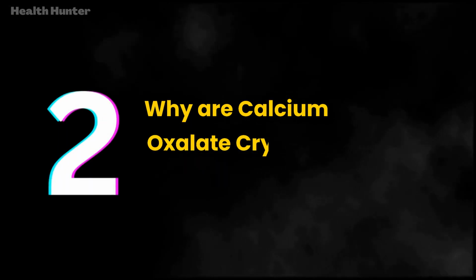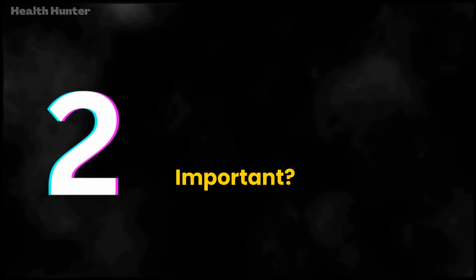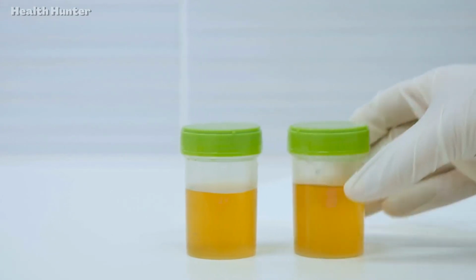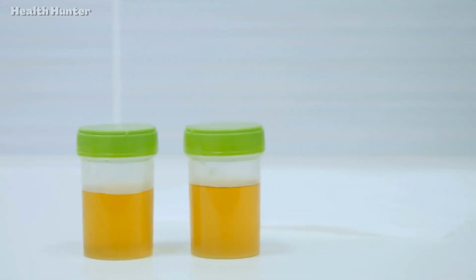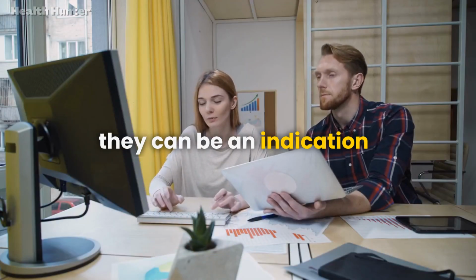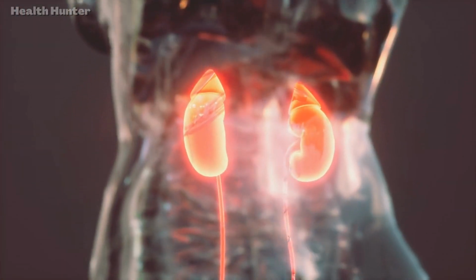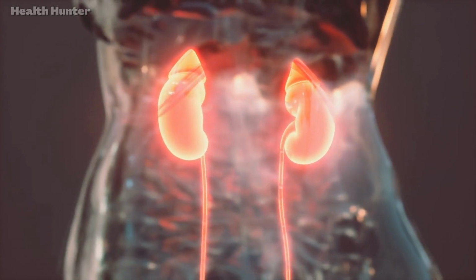Section 2. Why are calcium oxalate crystals important? You might be wondering why it's important to identify calcium oxalate crystals in your urine. Well, for starters, they can be an indication of kidney stone formation. Kidney stones are painful and can lead to complications if left untreated.